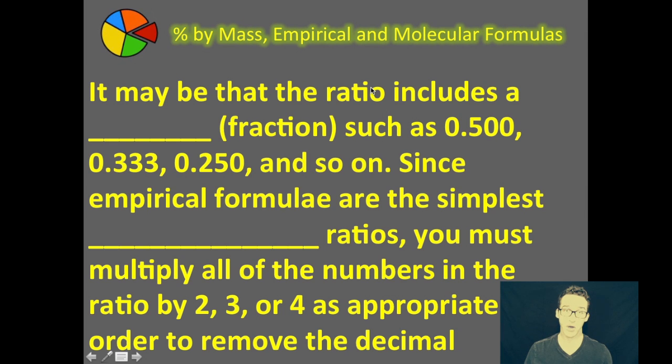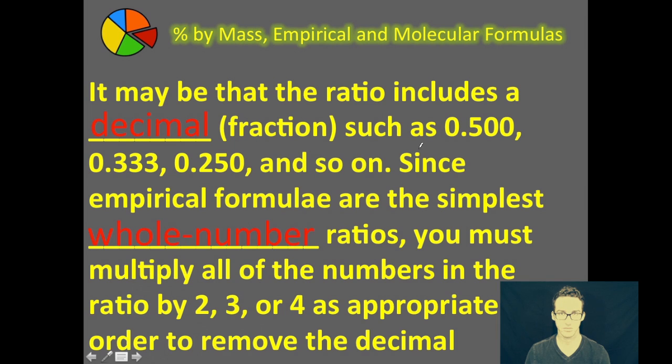Important things to note, though, is that sometimes that ratio includes a decimal fraction, such as 0.5 or 0.33 or 0.25, and so on. Since empirical formulas are the simplest whole number ratios, you have to remember to multiply all of the numbers in the ratio by 2, 3, 4, etc., whatever number you need to turn that decimal into a whole number.